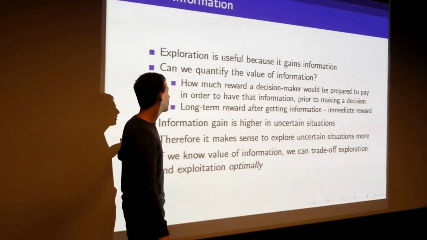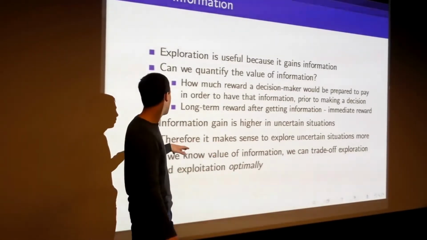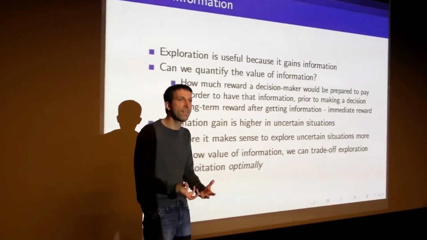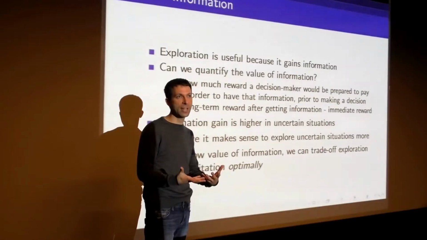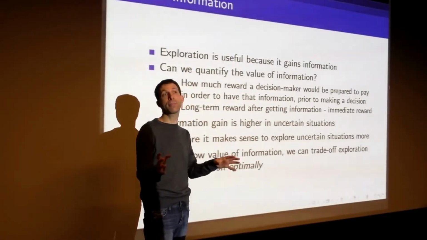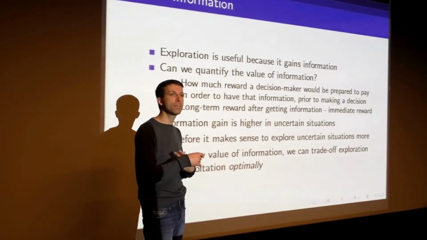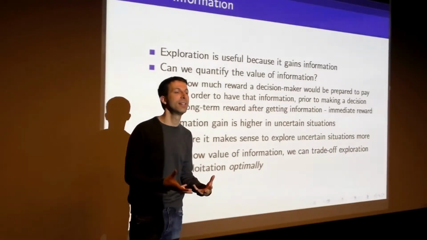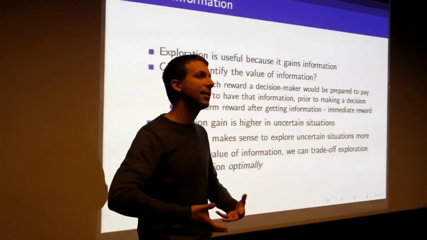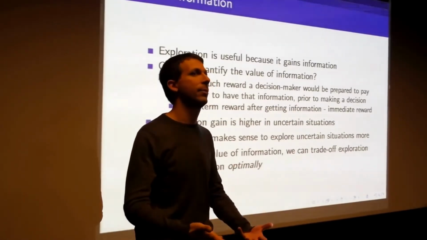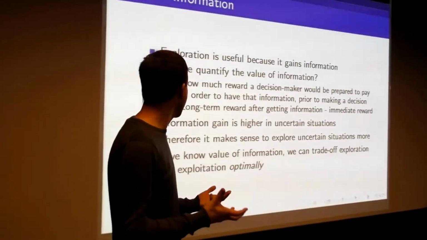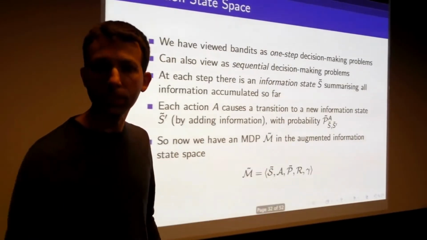So what we want to do is explore uncertain situations more, but we want to do this optimally. We really want to figure out the perfect way to balance exploration and exploitation. Everything we've seen so far is, in some sense, a heuristic. Upper confidence bounds are a heuristic. Thompson sampling is a heuristic. In the more complicated cases, those heuristics start to break down, particularly when we look at full MDPs. So what's the real best way to trade off exploration and exploitation?